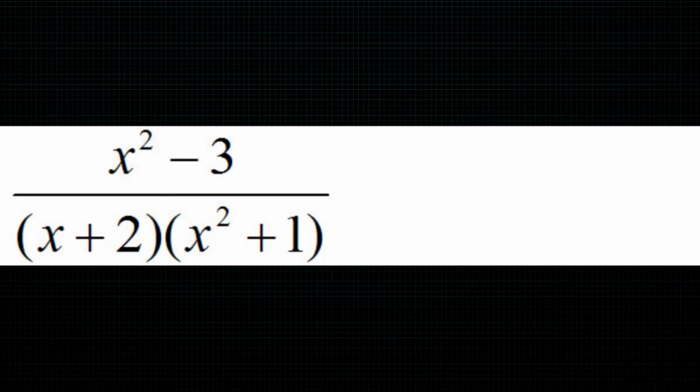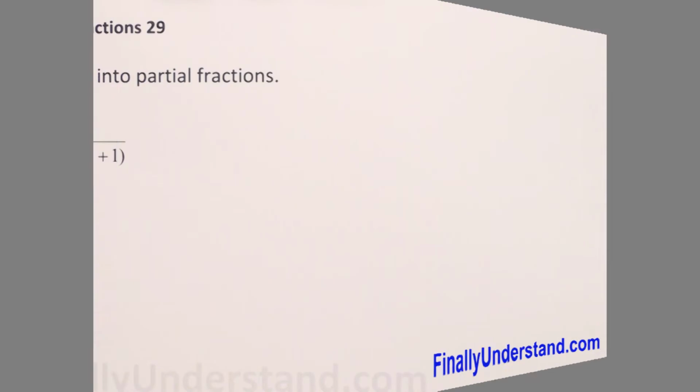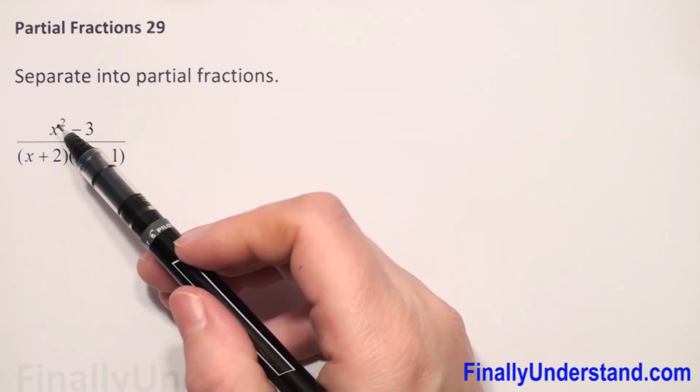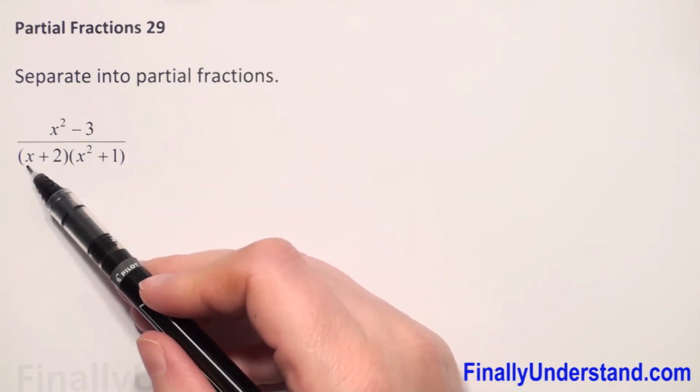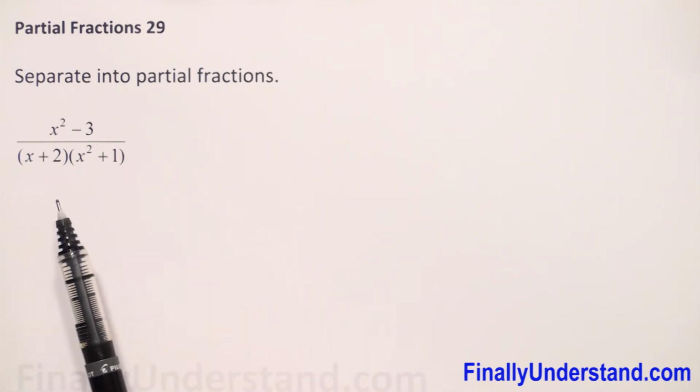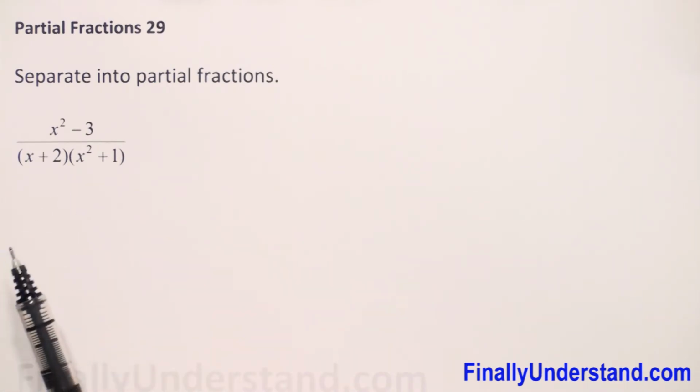We have a rational fraction and we have to rewrite this fraction as a sum of partial fractions. How do we do this? First we have to check the power of the numerator and the denominator. In this example we have x squared in the numerator, and in the denominator x times x squared will be x cubed. So the power of the numerator is less than the power of the denominator, so everything is okay.